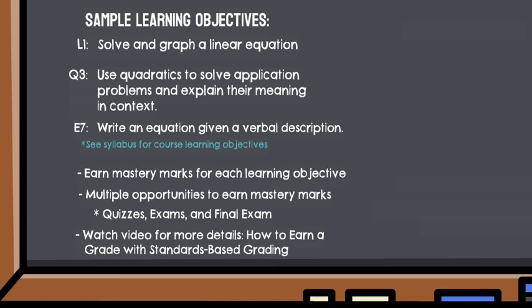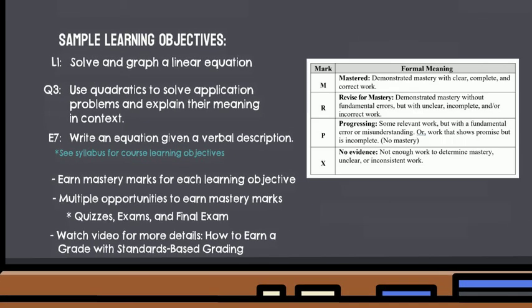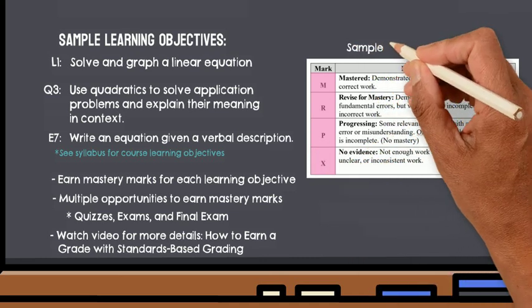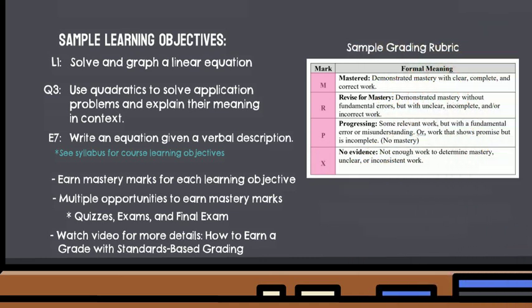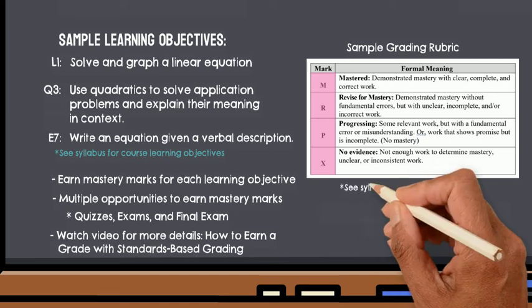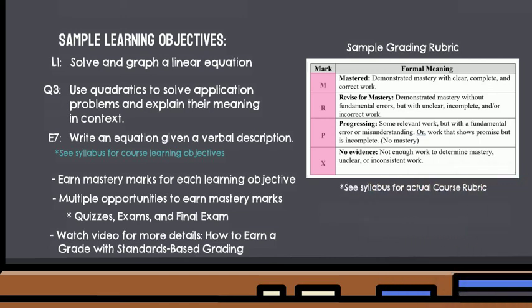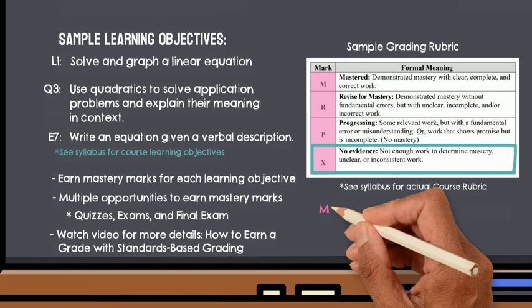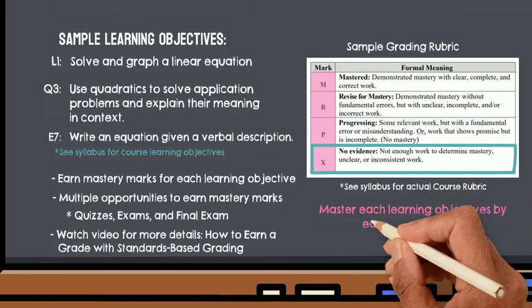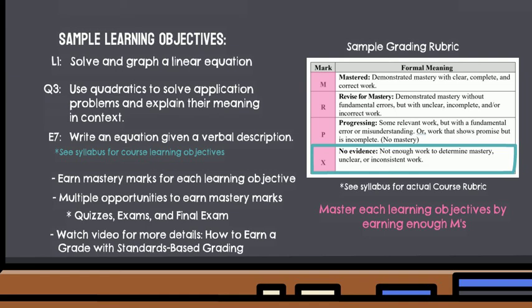Each learning objective will have its own mastery marks of M, R, P, or X based on the course grading rubric. Here is a sample rubric to give you an idea of the course expectations. The official rubric for the course will be listed in the syllabus. In this example rubric, M represents mastered, R stands for revise for mastery, P means progressing, and X indicates no evidence. To master each learning objective, you will need to earn a specific number of M's. The syllabus will list the required number of M's for each objective.